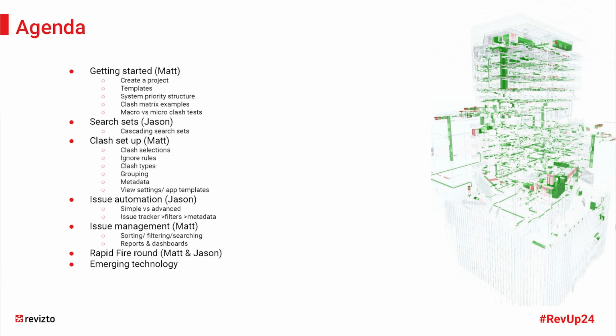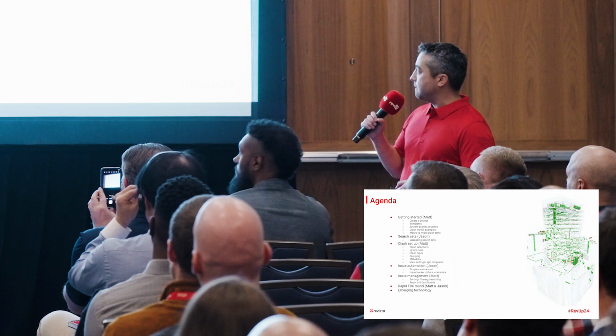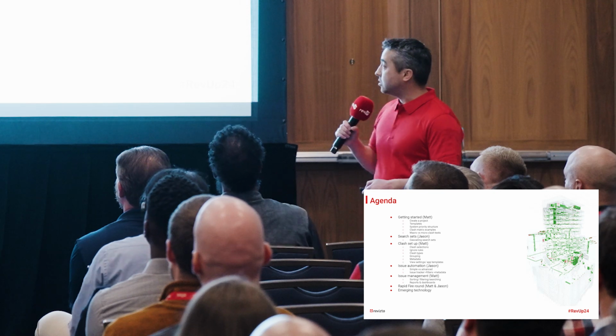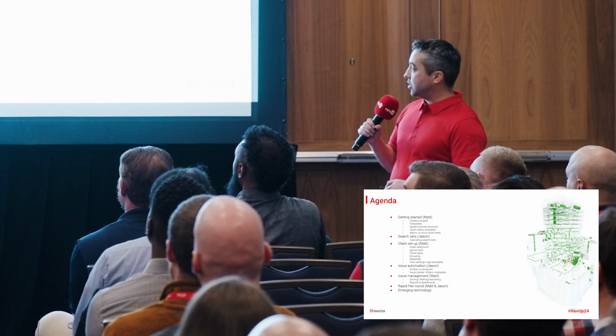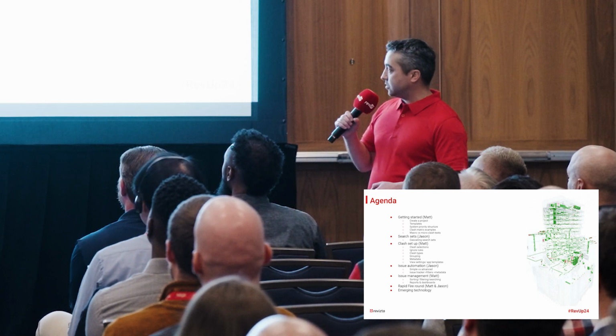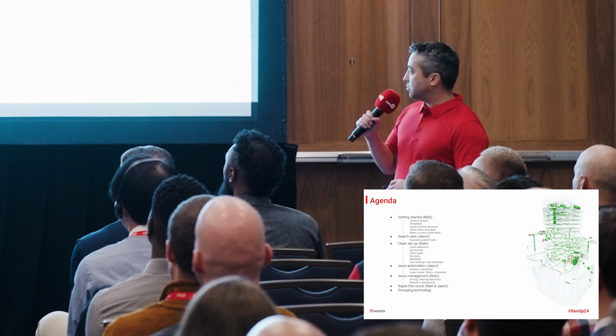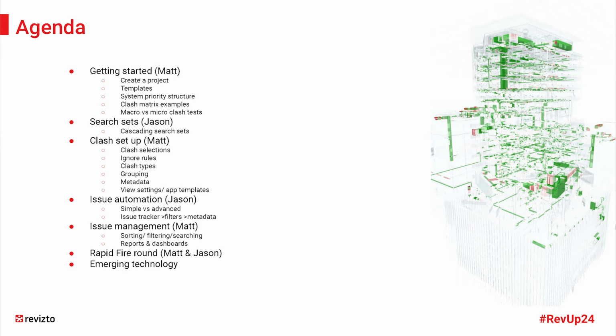And then I'm going to go into a deeper discussion on how to set up the clash test on just one test example using the advanced automation feature and walk you through the entire workflow, what that looks like from start to finish. Jason will then go into issue automation and show you the differences between simple and advanced automation. And then I'll close with issue management within our issue tracker.